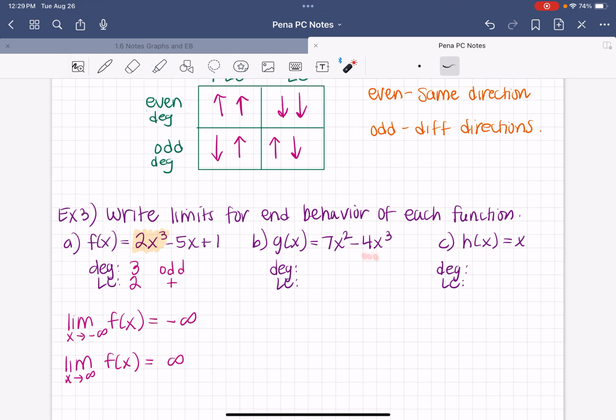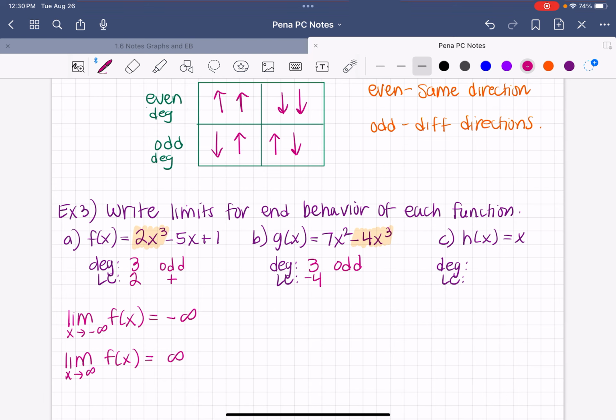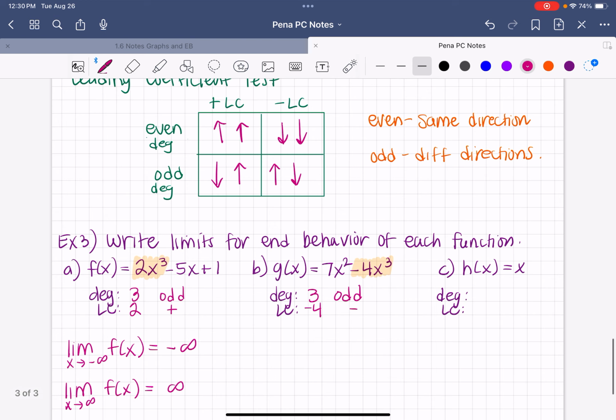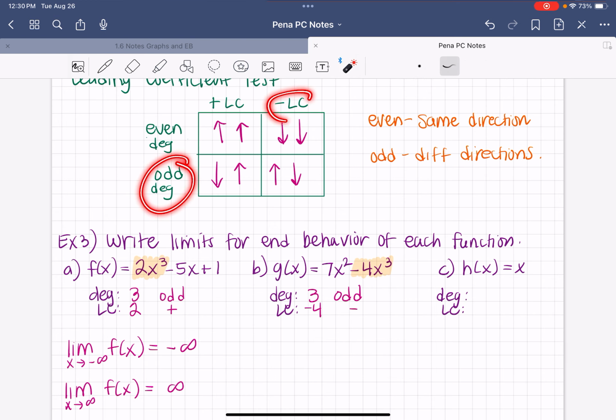Okay, then this one, part B, g of x equals 7x squared minus 4x cubed. Look for the biggest exponent, so it's that 3. So this is our leading term. Degree is 3, which again is an odd number. But its leading coefficient is negative 4, so that's negative. So if it's odd and negative, here's odd, here's negative, this is the behavior we need. So left side up, right side down.